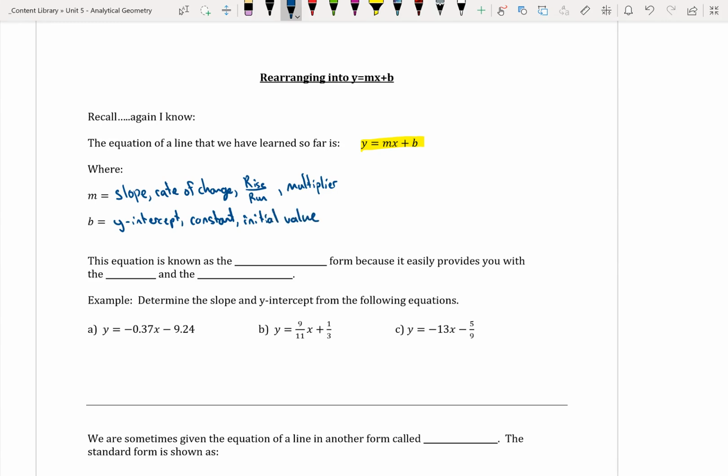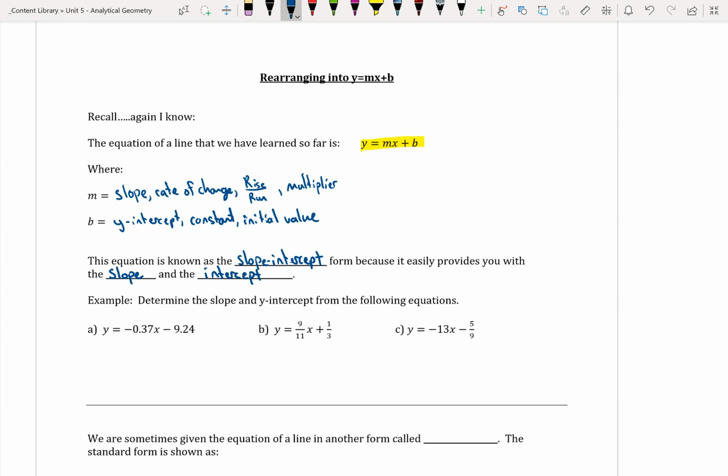This equation that we've been seeing in every note so far for this unit is known as the slope-intercept form because it easily provides you with two things, and it's in the name of the form. It gives us the slope, or the m value, and the intercept. So this equation is important because it gives us useful information about our line.